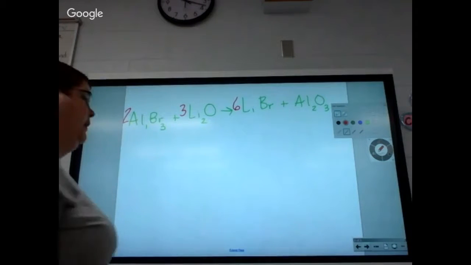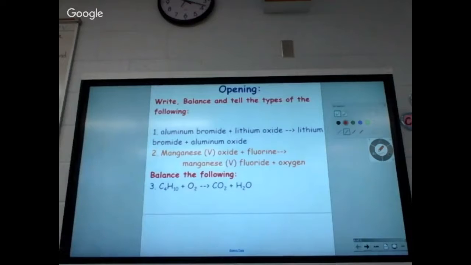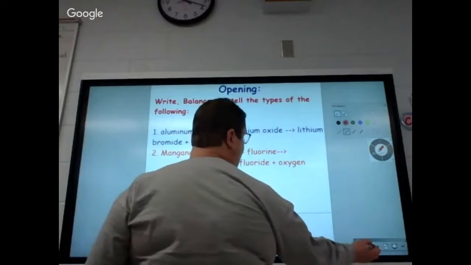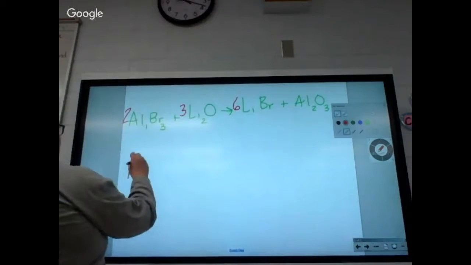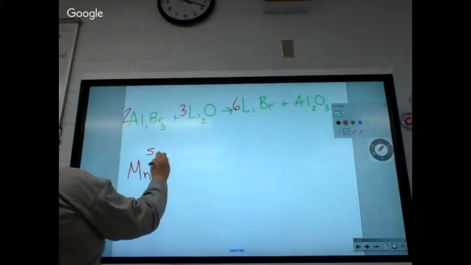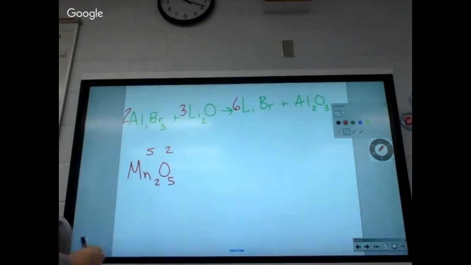Okay, number 2. So in number 2, how do we write manganese(V) oxide? MnO. Got it. So it's a compound, right? Mn has a Roman numeral 5, so that's its oxidation number. O has a 2. 2 comes down, 5 comes down. Questions about how Samaria got that?